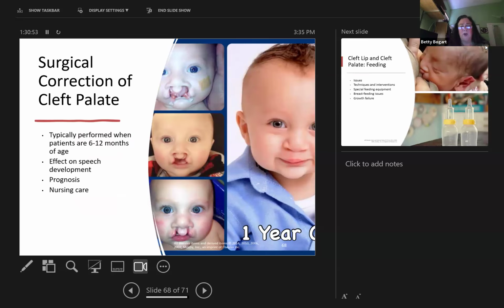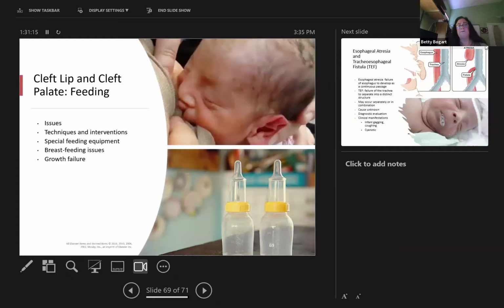Our biggest concern is to get that done before they really start talking, because if they don't have a seal on the palate, they won't talk properly. They cannot pronounce words, so it does affect speech. Many of these children with cleft palate will go to speech therapy to help them speak well. As I said, our biggest concern is eating.